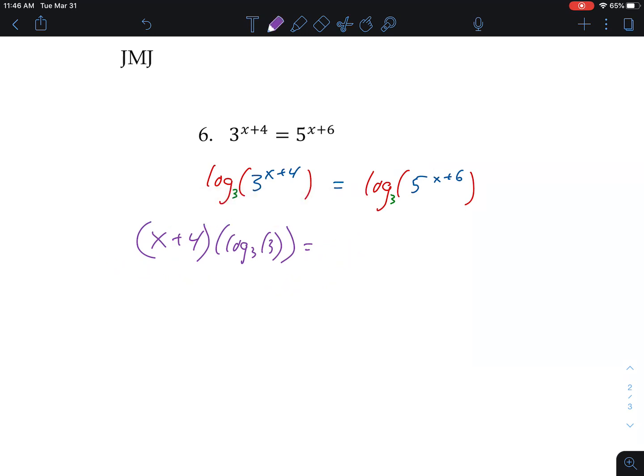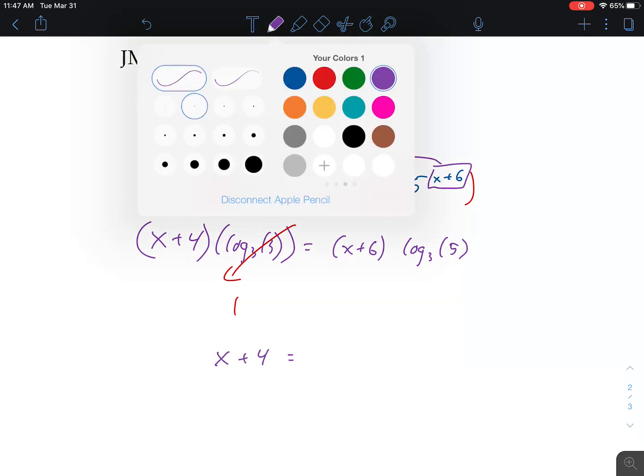Now this side I have to do out. Here's my x plus 6. It goes out in front, just as we saw on the other side, times log base 3 of 5. We know this becomes 1, and we just have x plus 4. Nice and easy on the left-hand side. The right-hand side, not so much.